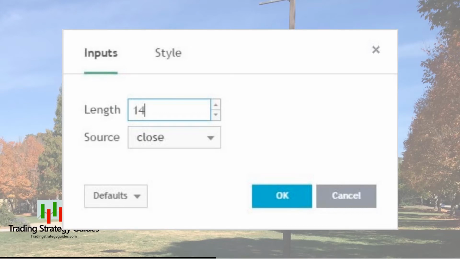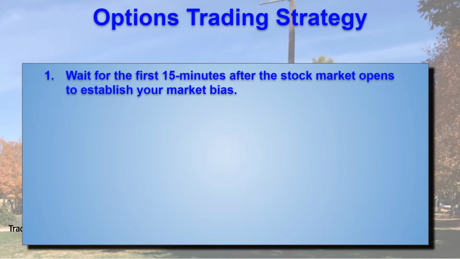Okay, let's go over the strategy rules. Step number 1 is to wait for the first 15 minutes after the stock market opens to establish your market bias. Our option strategy does not focus only on the price, but it also makes use of the time element. The stock market opening price is usually the most important price. Typically during the first minutes after the stock opening bell, we'll note a lot of trading activity because that's the time when major investors are establishing their positions in the stock market.